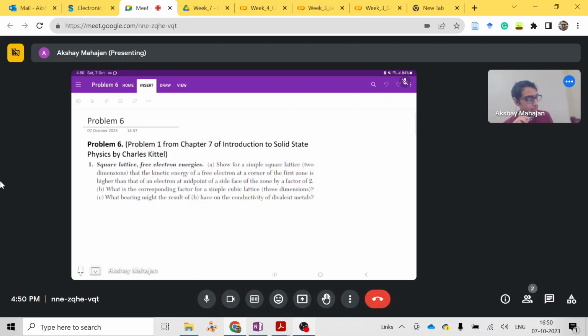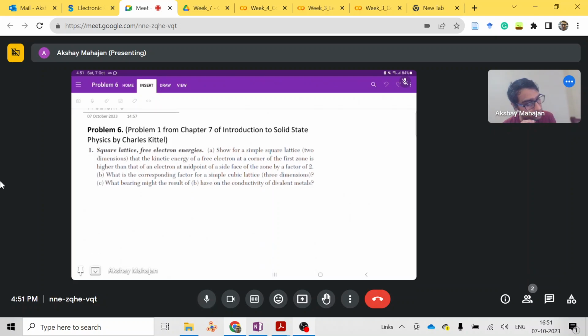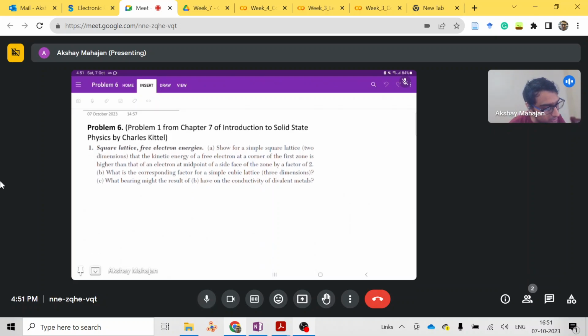Alright, so let's do another problem from Charles Kittel. This is problem 1 from chapter 7 of Charles Kittel's book. It is regarding a square lattice and the free electron energies. First, we have to show that for a two-dimensional simple square lattice, the kinetic energy of a free electron at a corner of the first zone is higher than that of an electron at the midpoint of a side face of the zone by a factor of root 2.